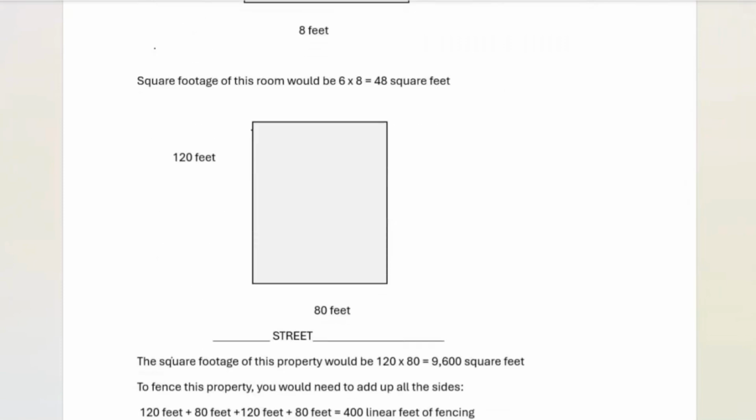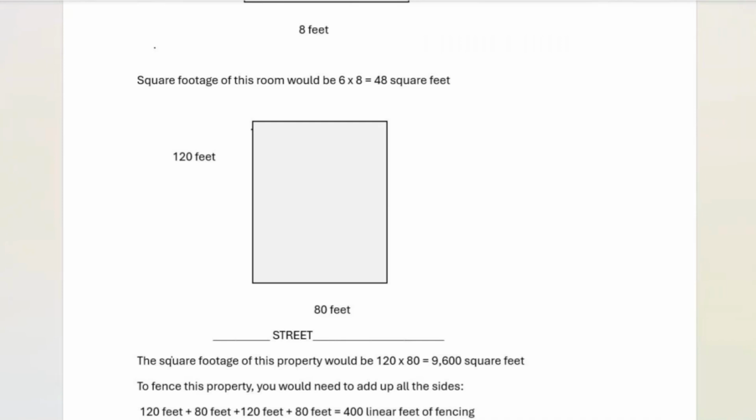If you have a property that is 120 feet by 80 feet and you want to lay sod on the property, you would need the square footage. Again, you multiply length times width. So 120 times 80 would be 9,600 square feet of sod that you would need for this particular piece of property.